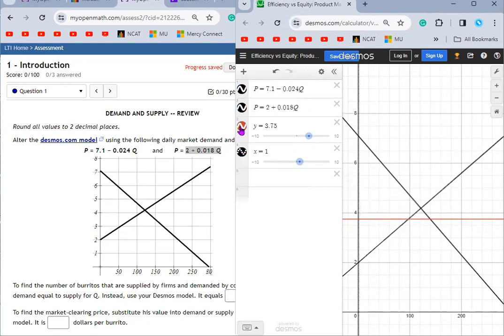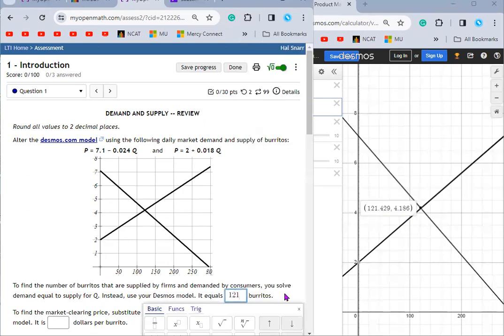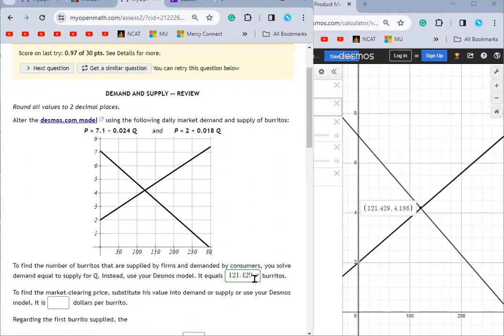Let me turn off that. We're going to click on the intersection of the 2 lines. The first number is the quantity, and the second number is the price. So the quantity demanded equals the quantity supplied at the market price. And that quantity demanded or quantity supplied is 121.429. I'm going to hit enter, and it says I got it right.